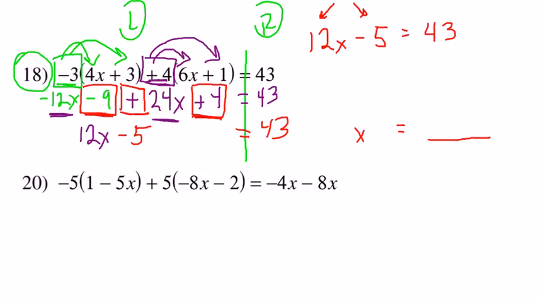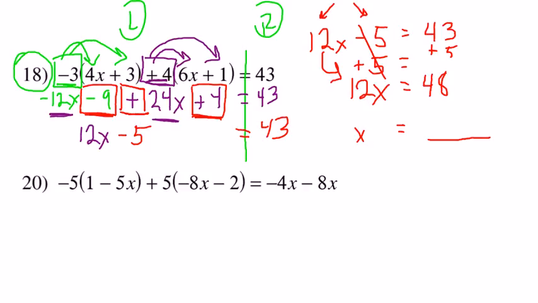So let's deal with the 5 first. The opposite operation of subtracting 5? Yep, adding 5. And this will cancel out, so I'm going to add 5 over here. This turns into a 48. We're going to bring our 12x over here. So 12x is equal to 48.